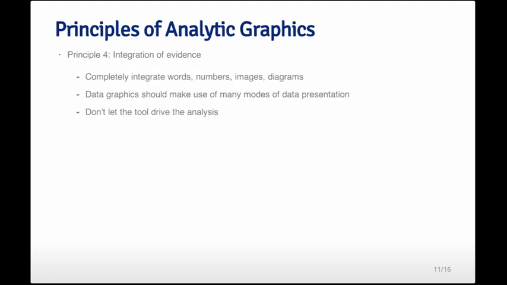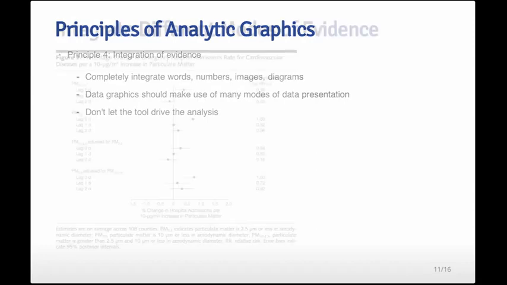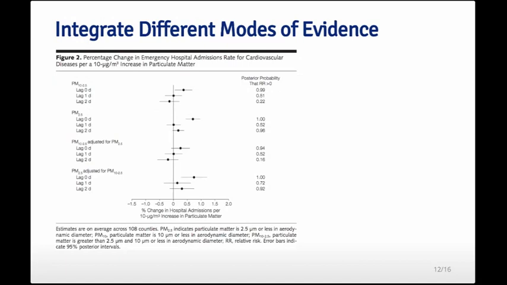And so the idea is not to let the tools that you use drive the kinds of plot that you make. You should make the plot that you want to make, and not just let the tools do the thinking. And so that's one of the nice advantages of a system like R, because the tools are very flexible in R, and you can make all kinds of customized plots to show the data and to kind of integrate different modes of evidence. So this is just one very quick example from a published paper in the Journal of the American Medical Association, looking at the relationship between coarse particulate matter and hospitalizations in the elderly.